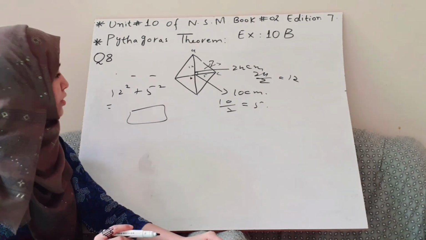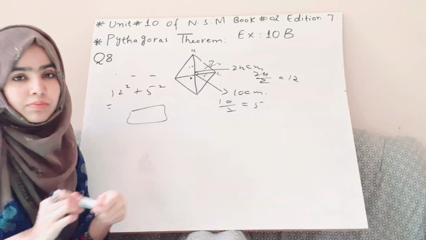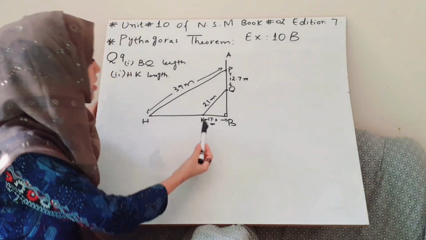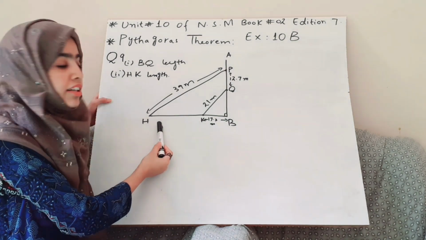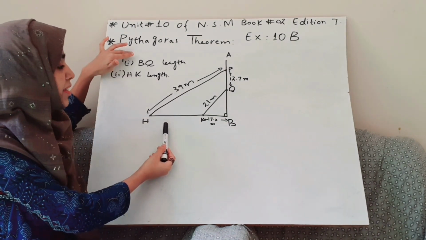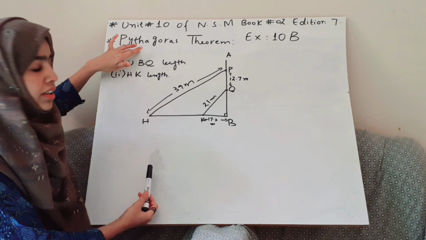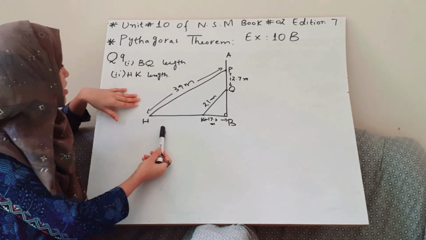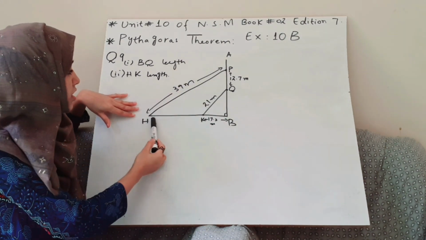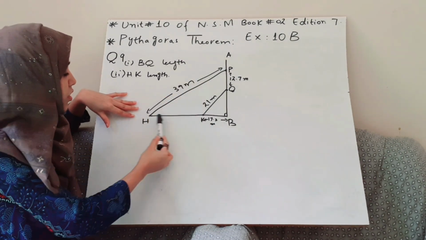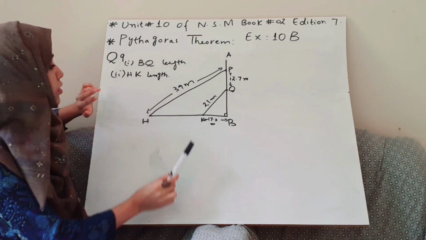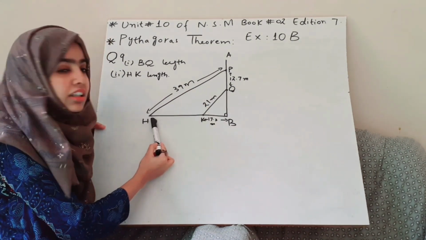Okay, now let's move on to question number 9. In question number 9, we have given this figure, and the description and the statement is given, which is the description of this figure. So I am not writing, you can see from the book. Okay, what they asked after giving this information is BQ length, and in the second part HQ length. So let's just see this figure.